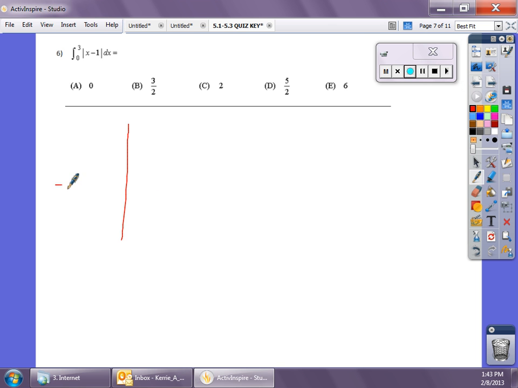So for this graph, it's the absolute value shifted to the right one. And if you did not know that, then you would just go through and substitute in values. If you substitute in 1, you get 0. Substitute in 0, you get positive 1. Substitute in 2, you get positive 1. Substitute in 3, you get positive 2. So now you can see that you have your absolute value graph.